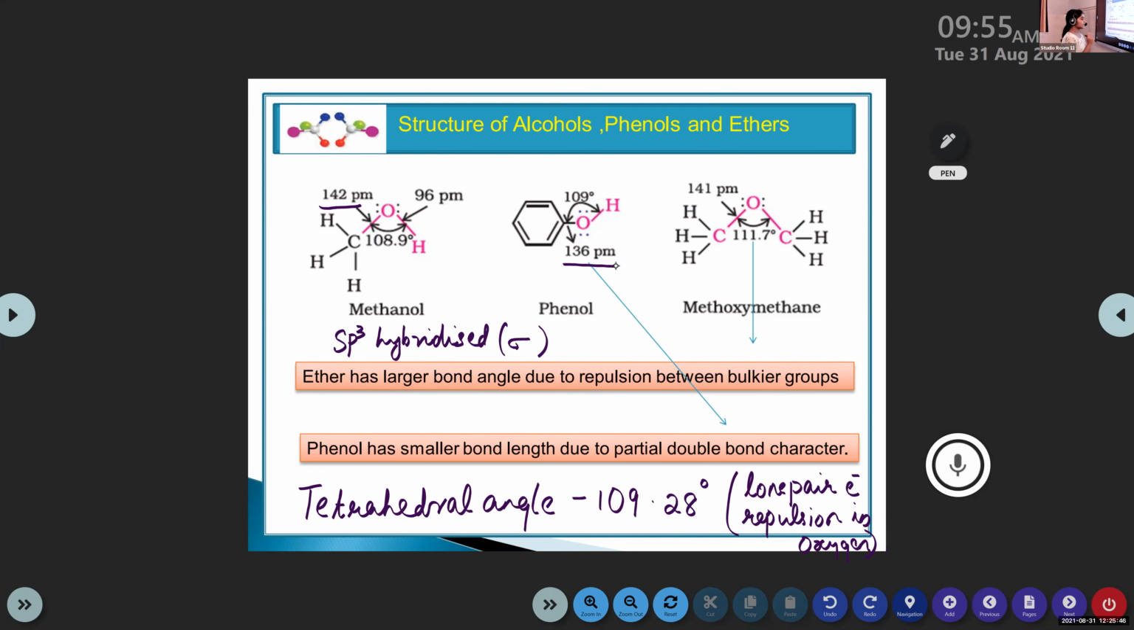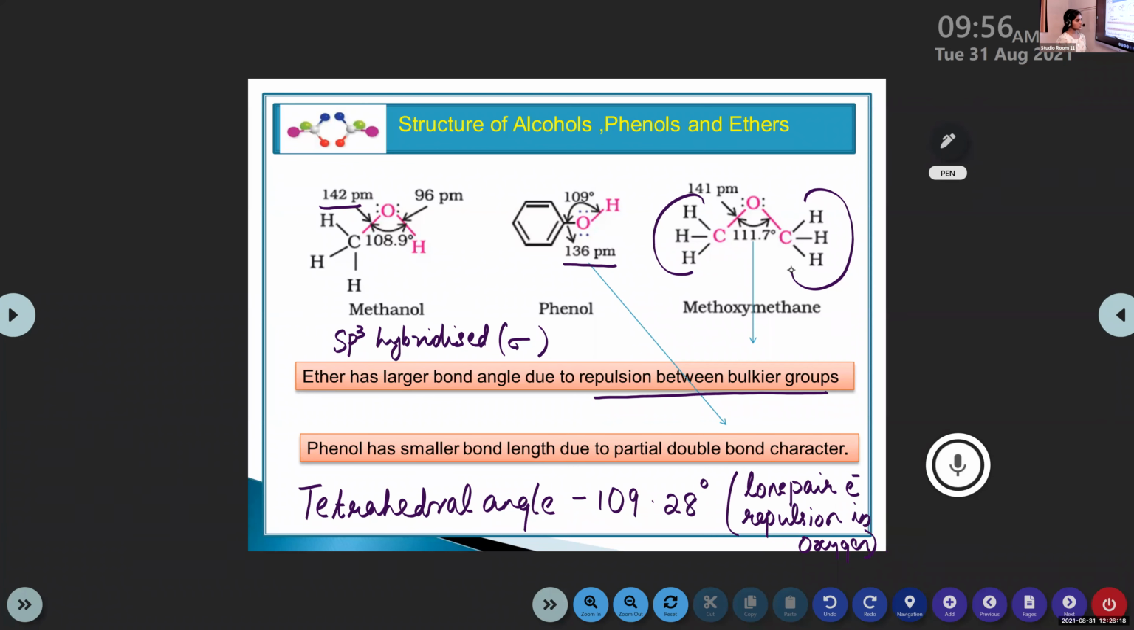111.7 degree. And here it is due to the repulsion between the bulkier groups. There are 2 methyl groups here, right? So the presence of 2 bulky methyl groups. The bond angle between carbon, oxygen and another carbon will be greater than the tetrahedral angle due to the presence of bulkier groups. Clear?